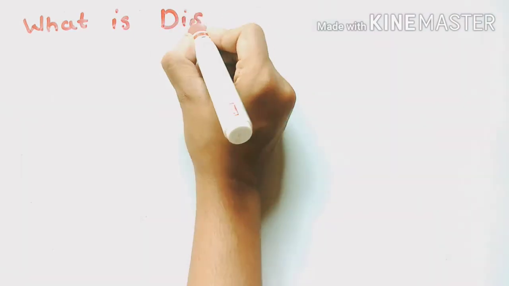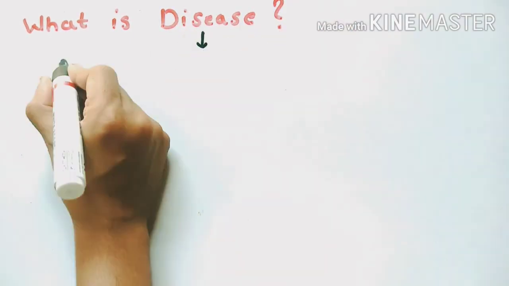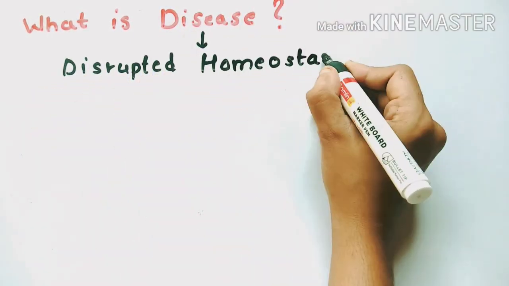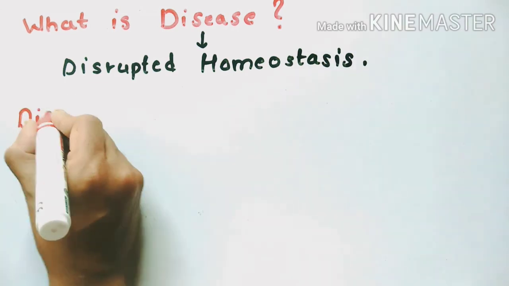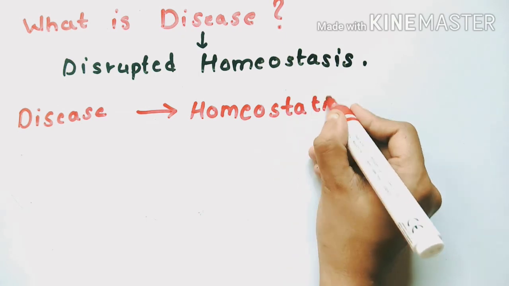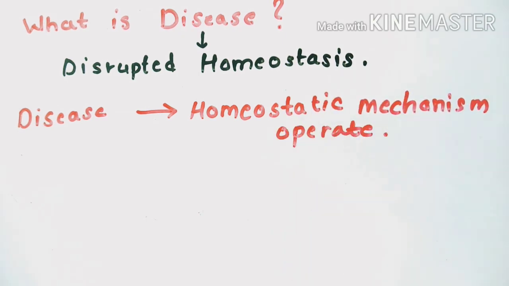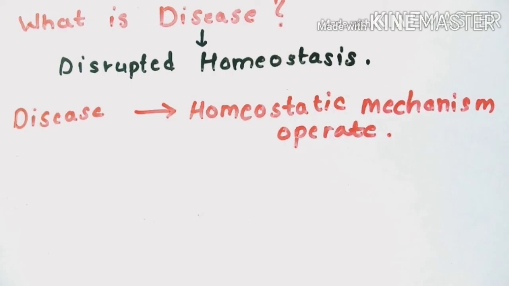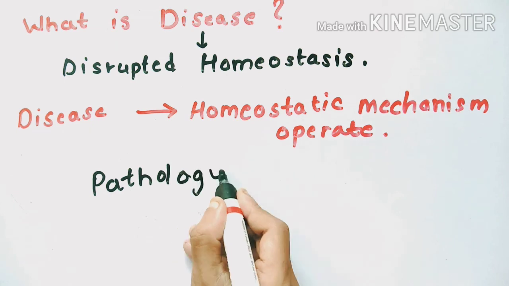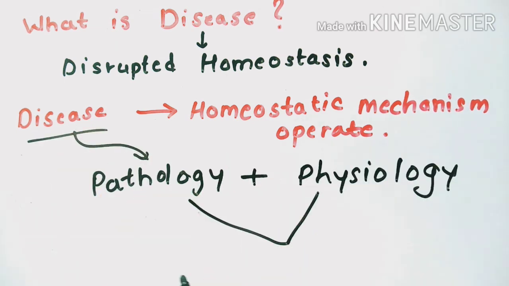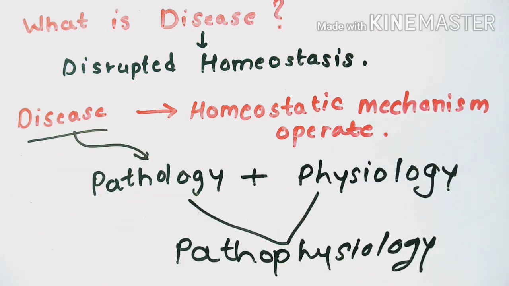What is disease? Actually, disease is disrupted homeostasis. However, in presence of disease, homeostatic mechanisms continue to operate and maintain vital function through multiple compensations. In some cases, these compensations may themselves lead to major deviation of the body's function from the normal range, making it difficult to distinguish the primary cause of the disease from the compensatory response. A new field of physiology arises where disease comes under pathology, and combining pathology with physiology, it becomes pathophysiology.